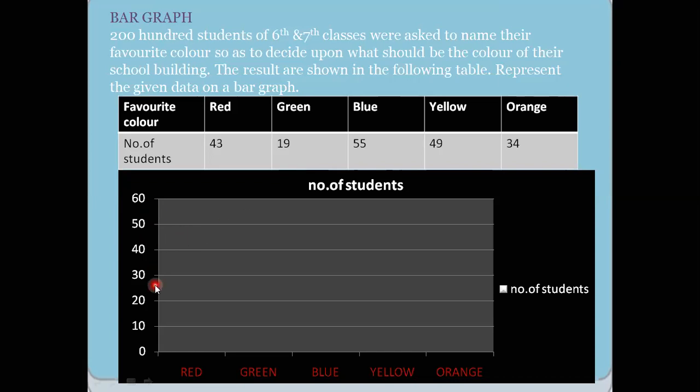So now, as I said previously, this is called the x-axis and this is called the y-axis. Always we will take colors on the x-axis, and on the y-axis we will take the number of students. So you can say this is the colors, and here you can take the number of students. So now how will you draw the bar graph?